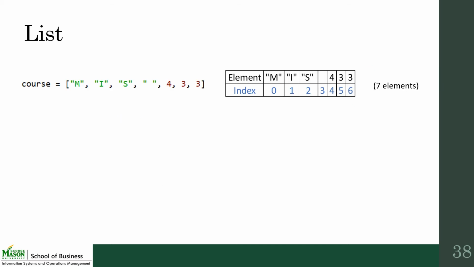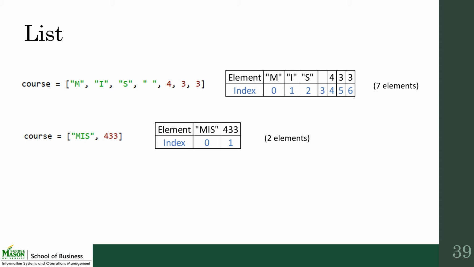Here's an example of a variable that's assigned a list containing 7 elements. The elements in the list contain strings and integers. Each element contains an index value. By default, the index value for a list begins with the number 0 and increments by 1 for each additional element in the list.